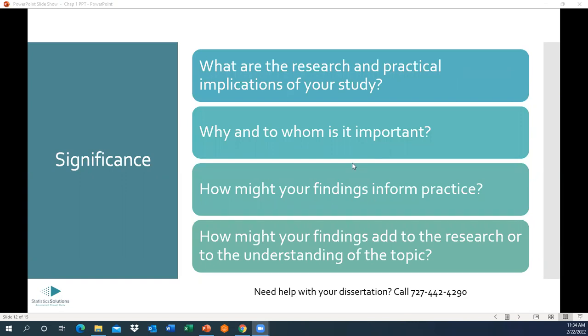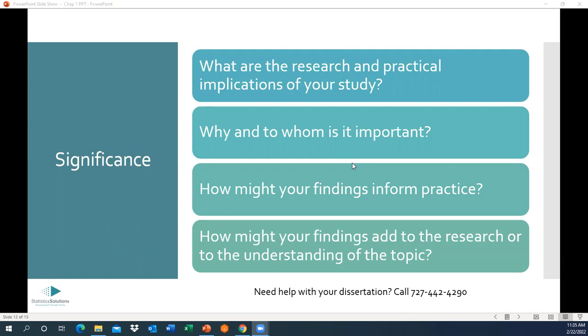Significance, sometimes this is called implications. Significance, it's what professors like to call the so what section. So you're doing the study. So meaning, who's going to care, who's going to be impacted by the information that you get or the data that you collect, who's it going to matter to, and why. So again, they want you to talk a little bit about in this section the significance this is going to have.